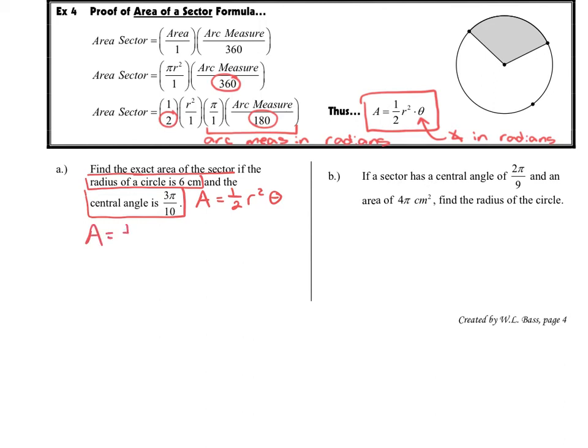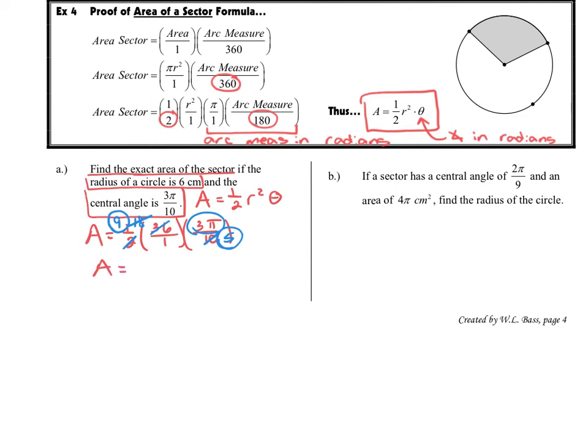So the area is going to be our 1/2. Our radius is 6, so we're going to just jump straight into putting in a 36. I'm going to keep it as over 1. The central angle is 3 pi over 10. So now we can do some quick reducing. 2 goes into 36 18 times. I can see that I can reduce again. 18 reduces down to 9, 10 reduces down to 5, and I still have the 3 pi.